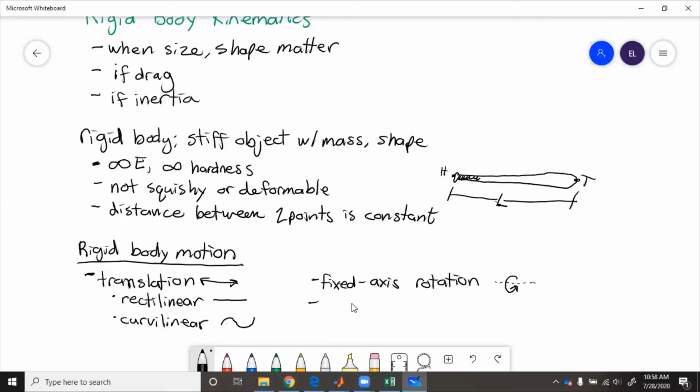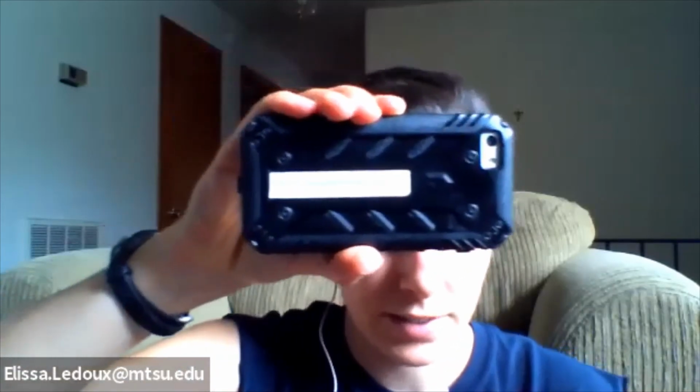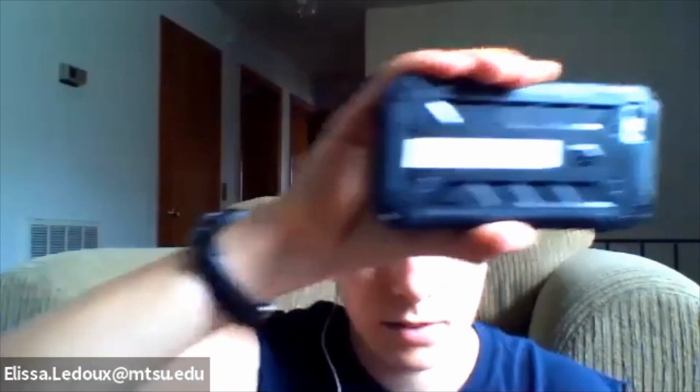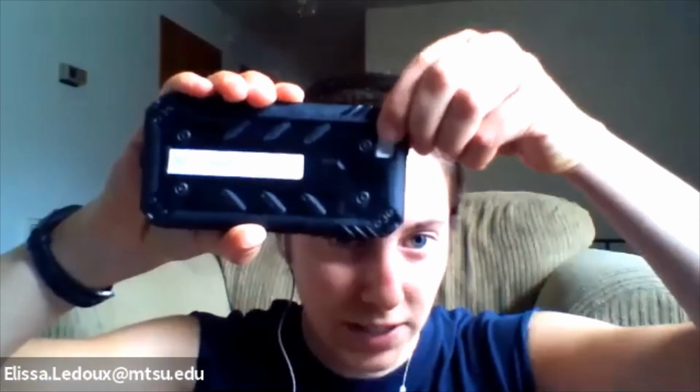And then finally, general planar motion. General planar motion is when there's a combination of translation and rotation. So we'll see an example of that. All right, so here we had translation. We have fixed axis rotation. And then we can have general planar motion. So it's rotating and it's translating.